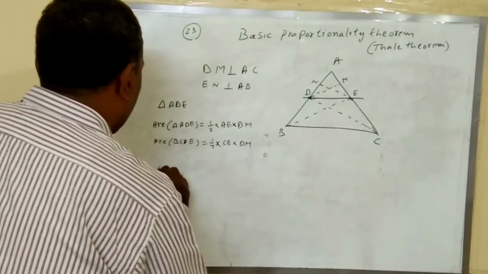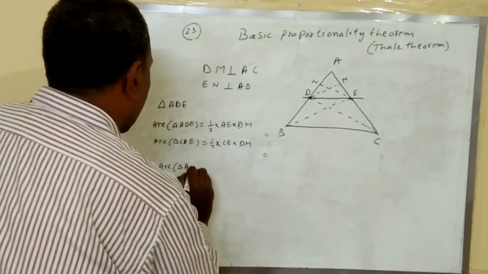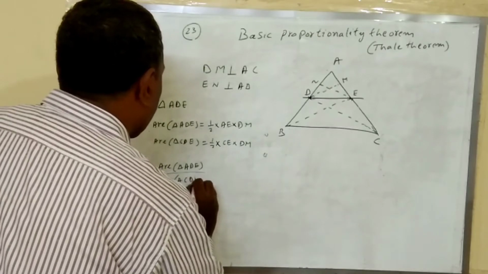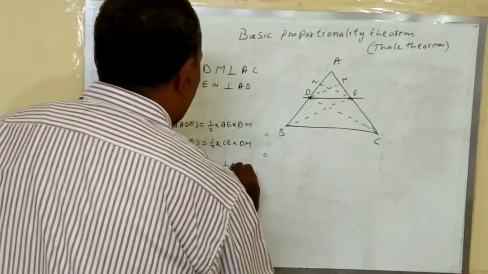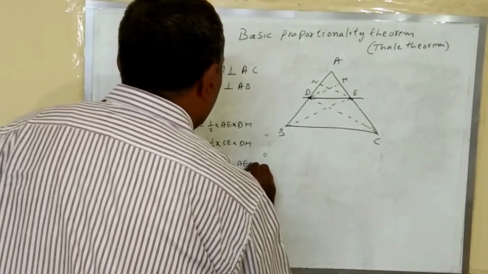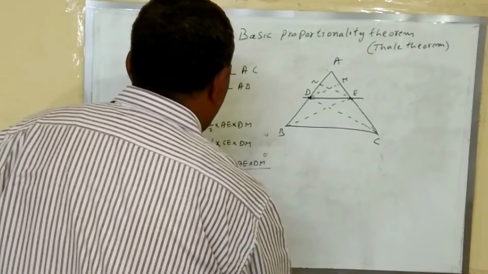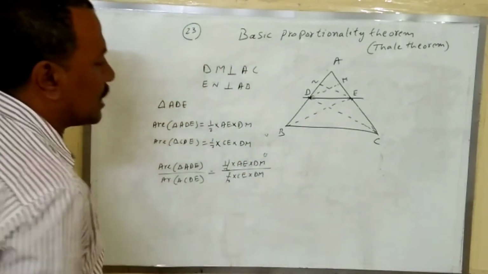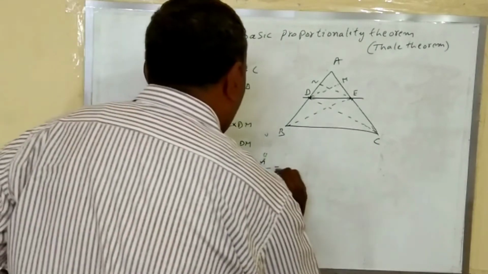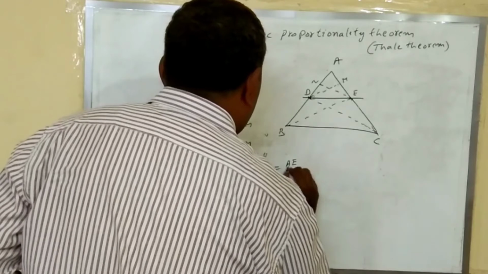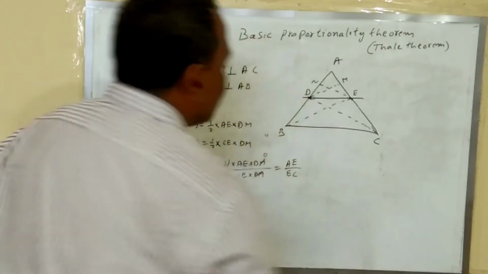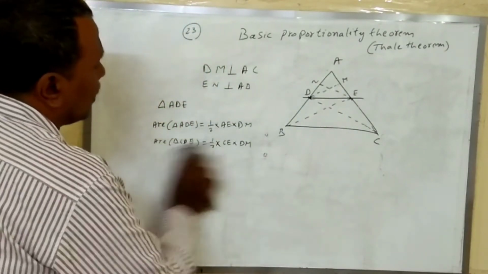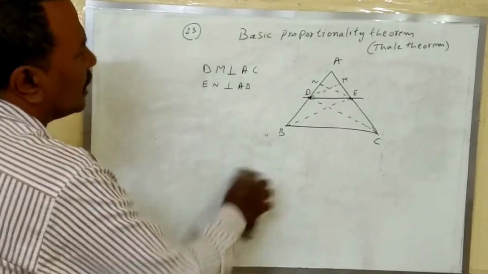Dividing these two, area of triangle ADE by area of triangle CDE is equal to half into AE into DM by half into CE into DM. Half gets cancelled. DM gets cancelled. So what is left? AE by EC. Already in the previous step we got AD by DB is equal to AE by EC.